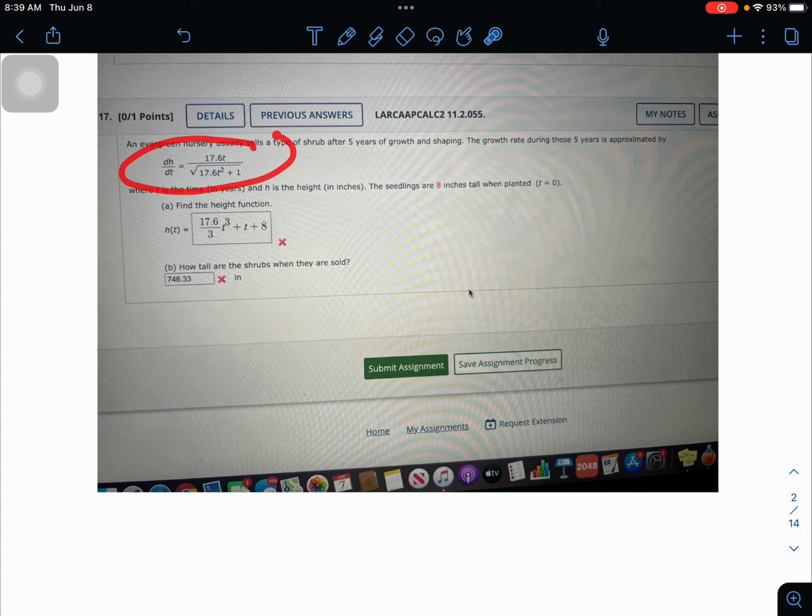So again, we're given a function. I know that this is a derivative function because I see dh dt. That tells me this is a rate of change. It is the derivative of some other function. If I integrate this function, I will get back to the original function, which in this case is going to be the height function. So I need to integrate that function right there. And that's what I'm going to do. I'm going to integrate this function right here.